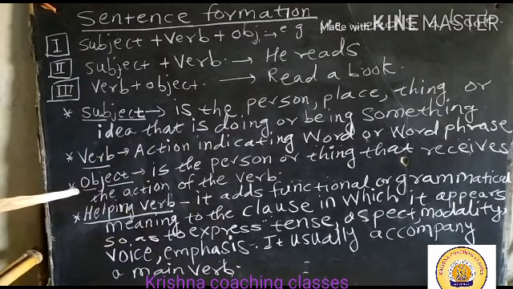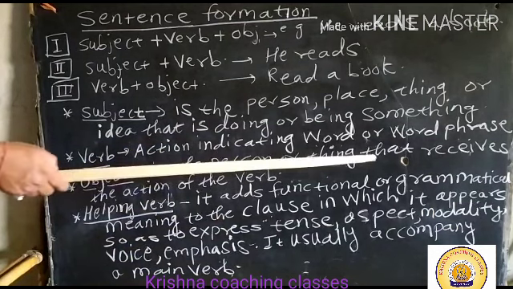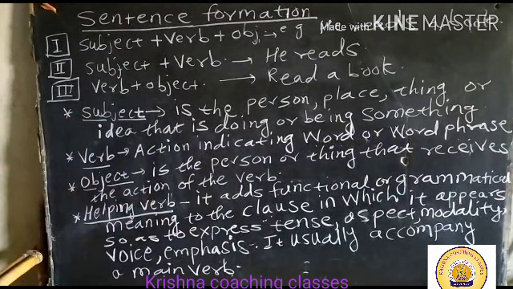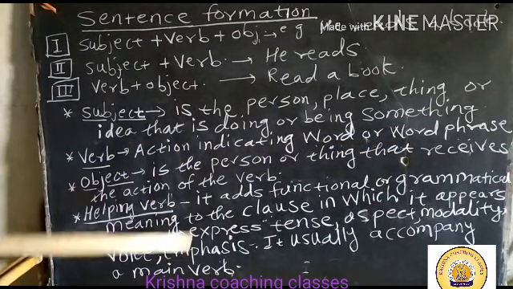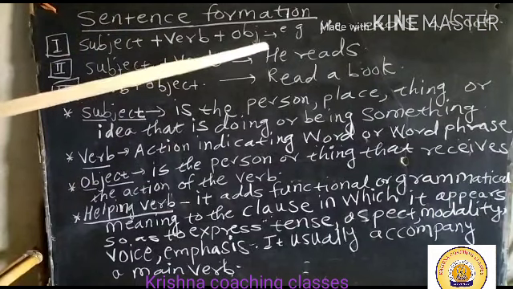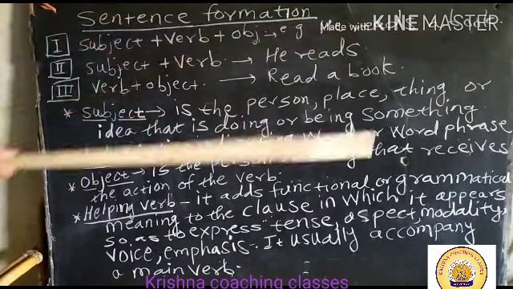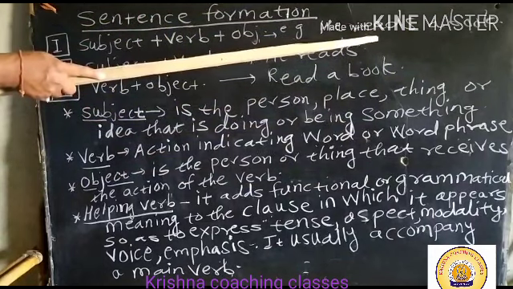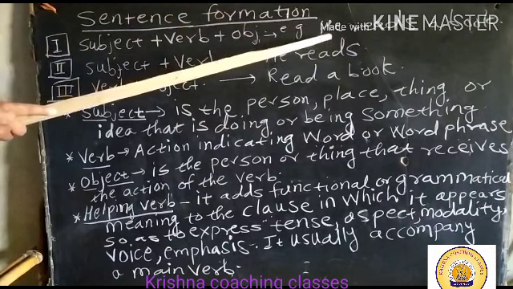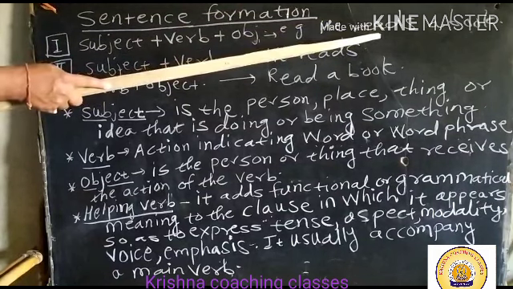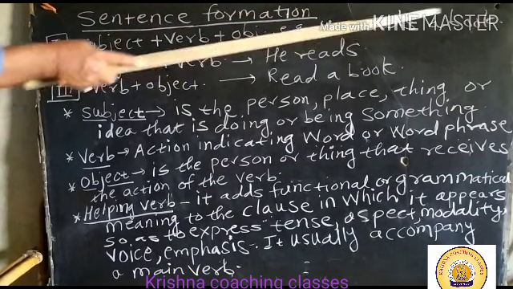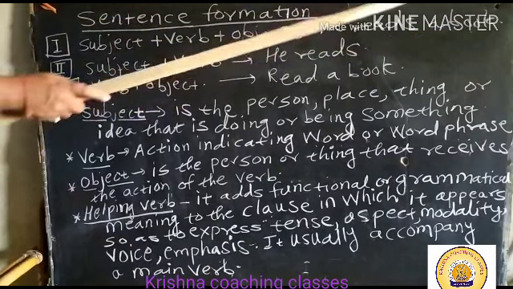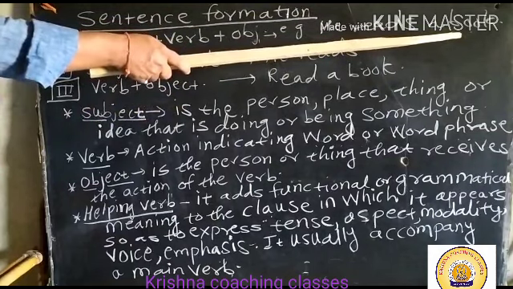So when we talk about the object, the object is the person or thing that receives the action of the verb. So what is the role of the object? The object's role is to receive the action. For example, he reads a book. In this sentence, a book is receiving the action of reading. And who is doing this action? He. So he is the subject. What action is happening? Read. So read is the verb. And who is receiving the action? A book. So he is the subject, read is the verb, a book is the object.